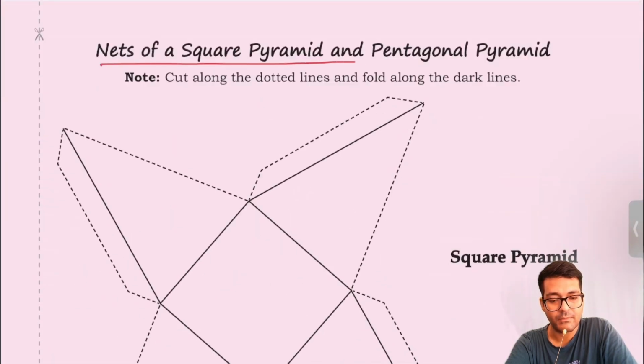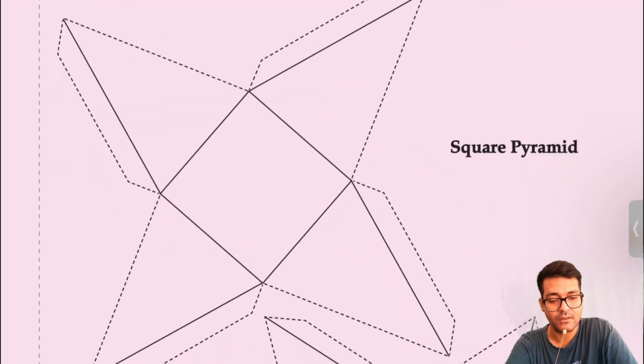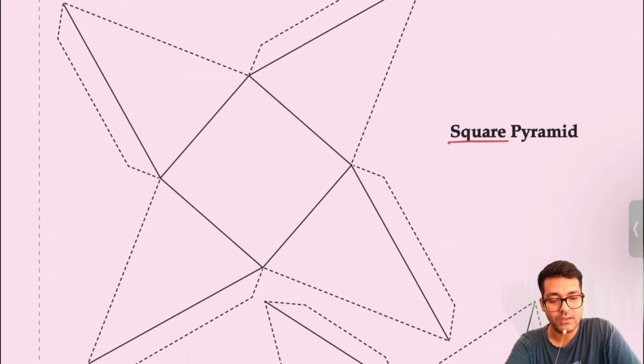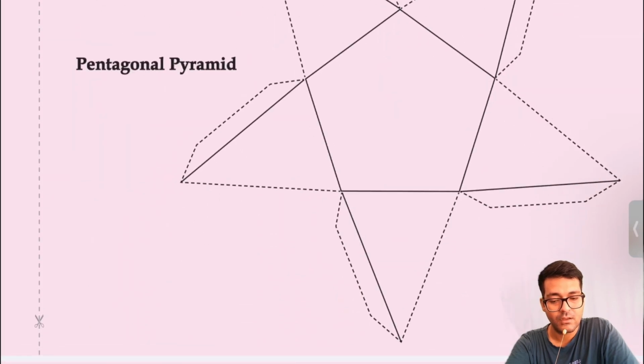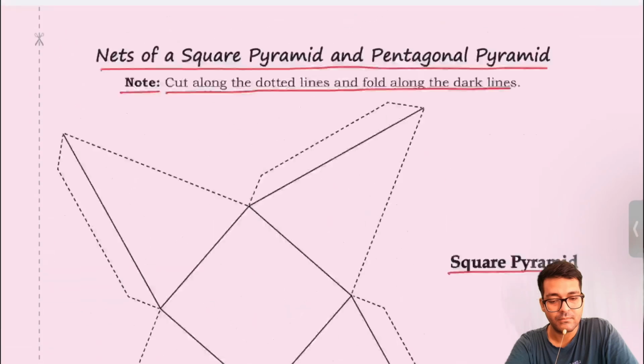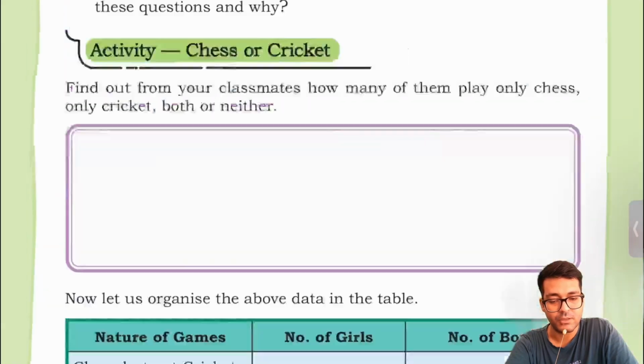Nets of a square pyramid and pentagonal pyramid are given here. Note, cut along the dotted lines and fold along the dark lines. Net of a square pyramid. Net of a pentagonal pyramid. Let's move to the chapter.